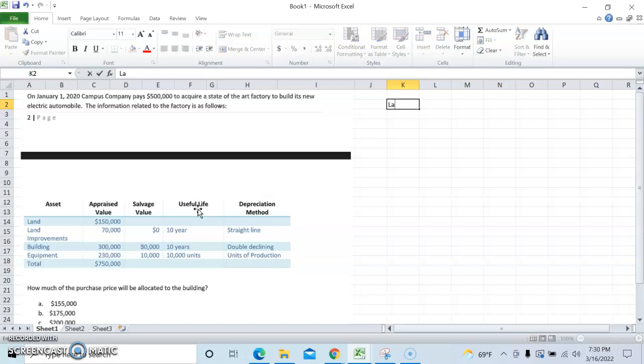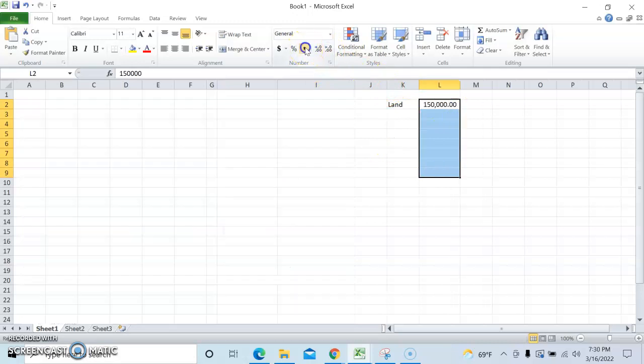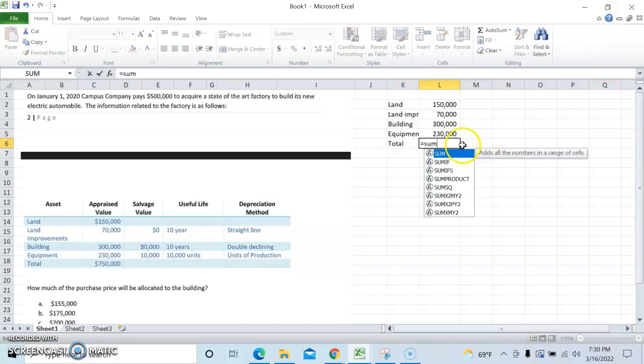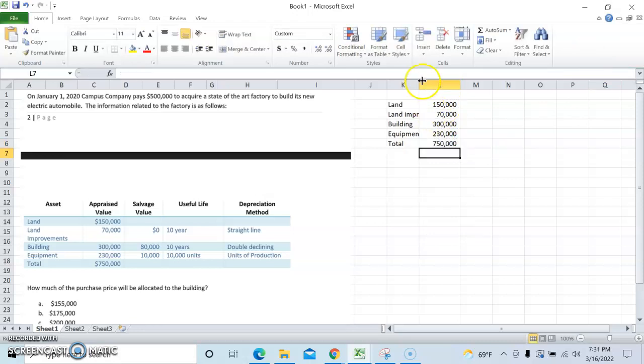So the first thing you want to do is write what all this stuff says. So you've got land for $150,000. We've got land improvements for $70,000. We've got building for $300,000. We've got equipment for $230,000. And we need to have the total because we're going to need that. We're going to sum all these up. All right, and there we go.